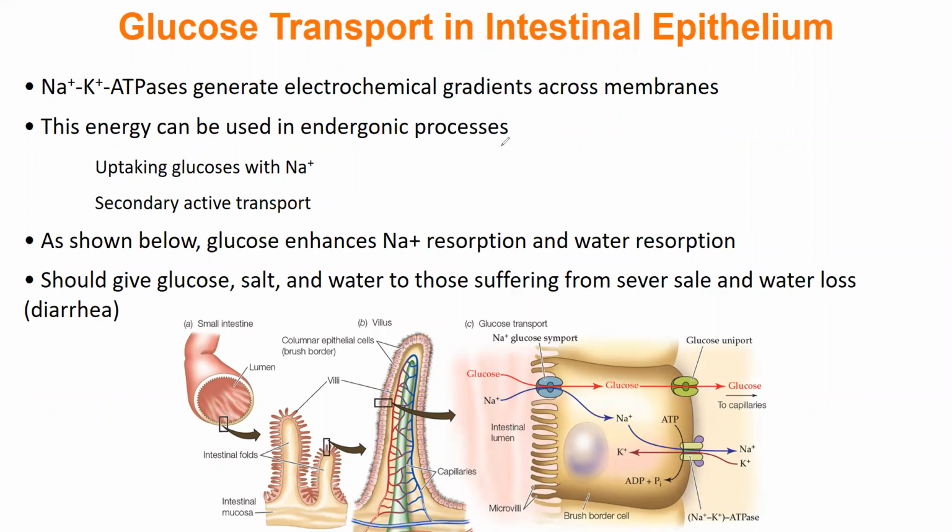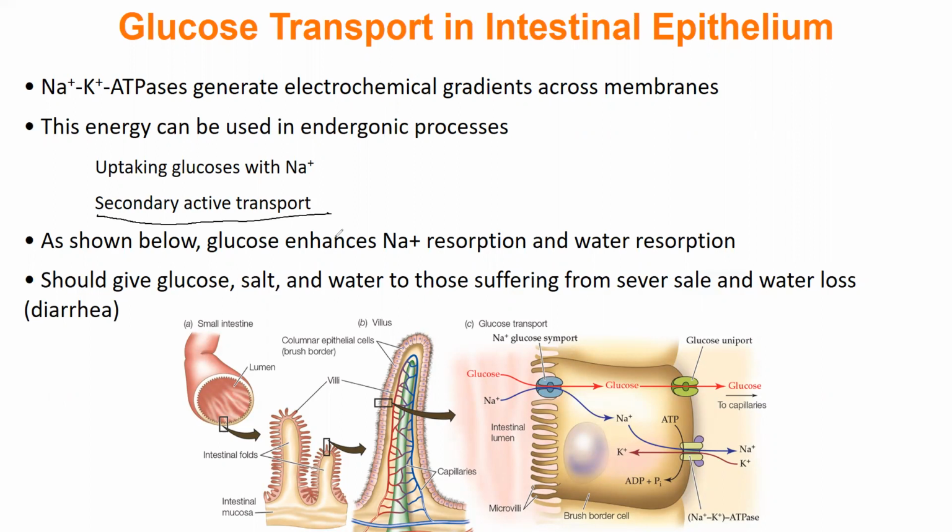Next is the glucose transporter. And the glucose transporter is very interesting. And this is in your guts, in your intestinal epithelium, if you want to be technical about it. And we already talked about glucose transporter here. It brings in glucose. However, the glucose transporter itself doesn't use ATP. It uses what's called secondary active transport.